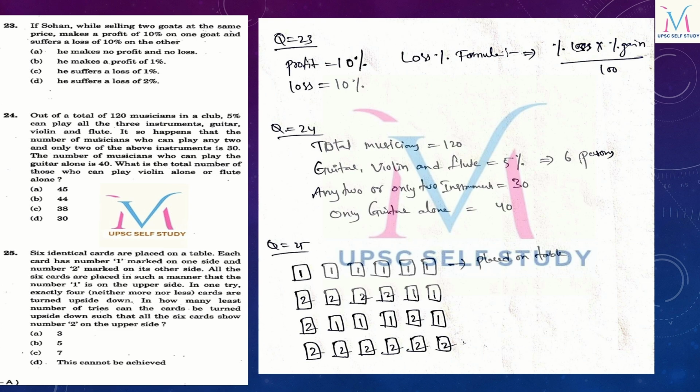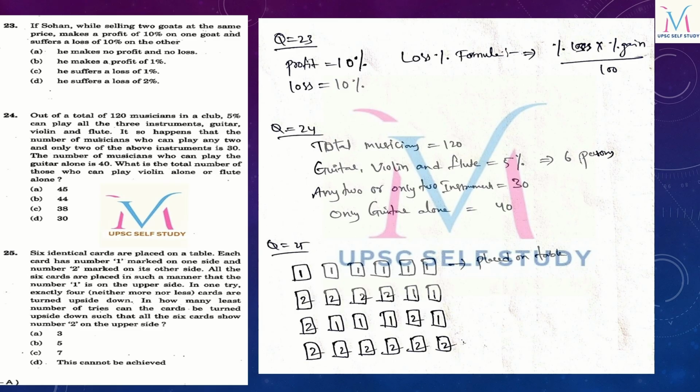So here loss is equal to 10%, which means minus 10. Gain is equal to 10%, which means plus 10. Minus 10% into 10% by 100. If you calculate, minus 100 by 100, so if we cancel 100, we get minus 1, which means he suffers a loss of 1%. So for question number 23, he suffers a loss of 1%.